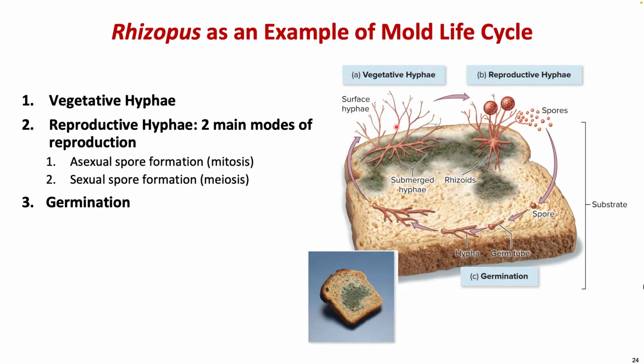But back to here, this hypha is basically vegetative and it reproduces through two main modes. It can reproduce asexually or sexually. And then after reproduction, it's also going to germinate and produce more adult ones.